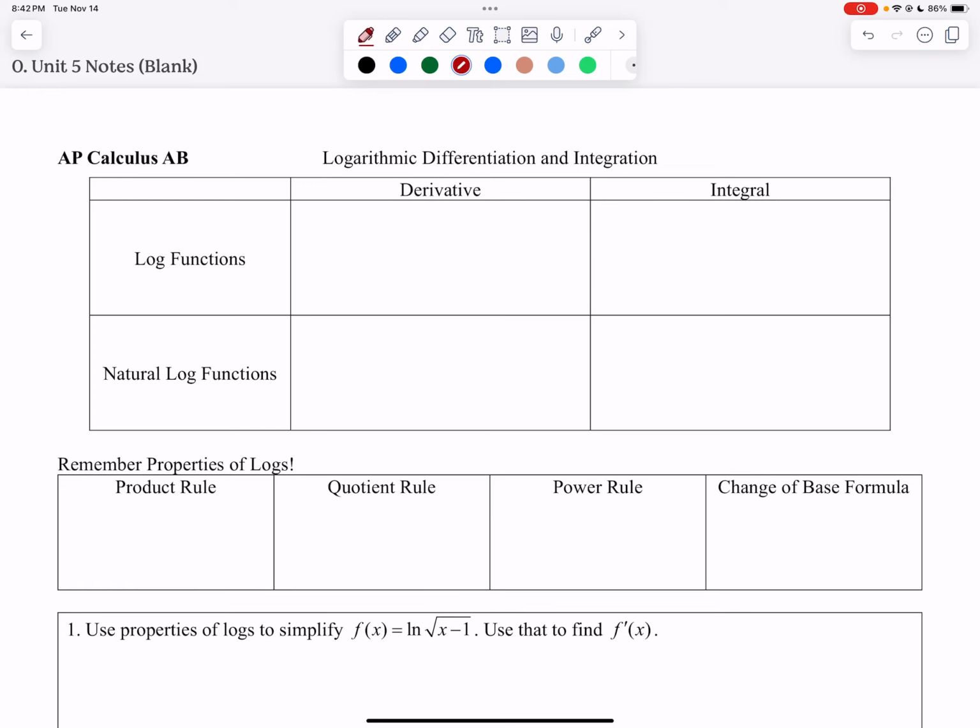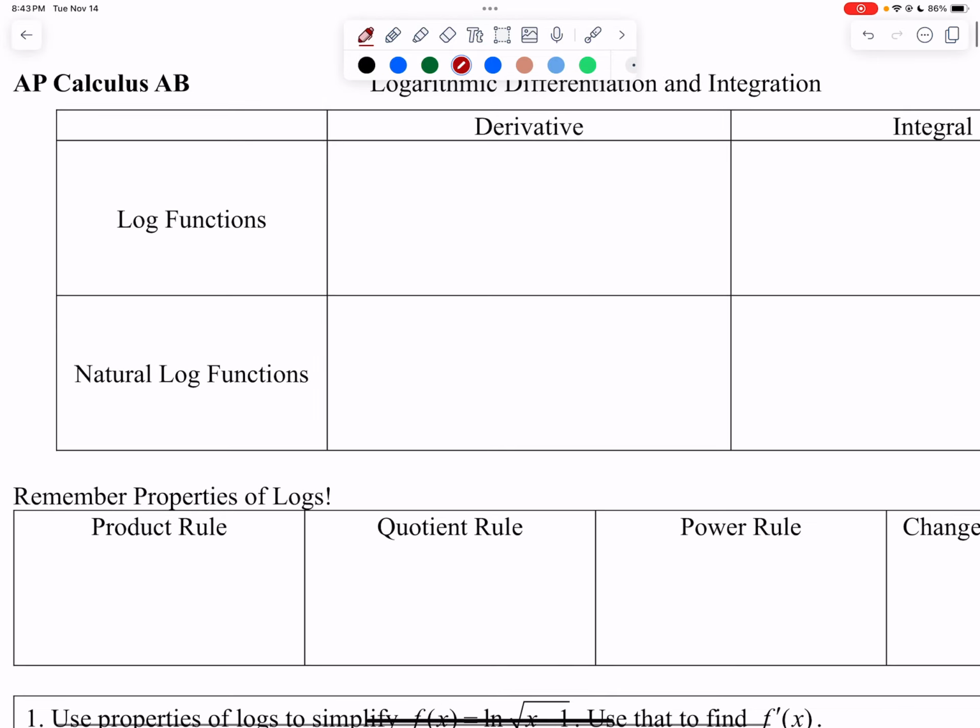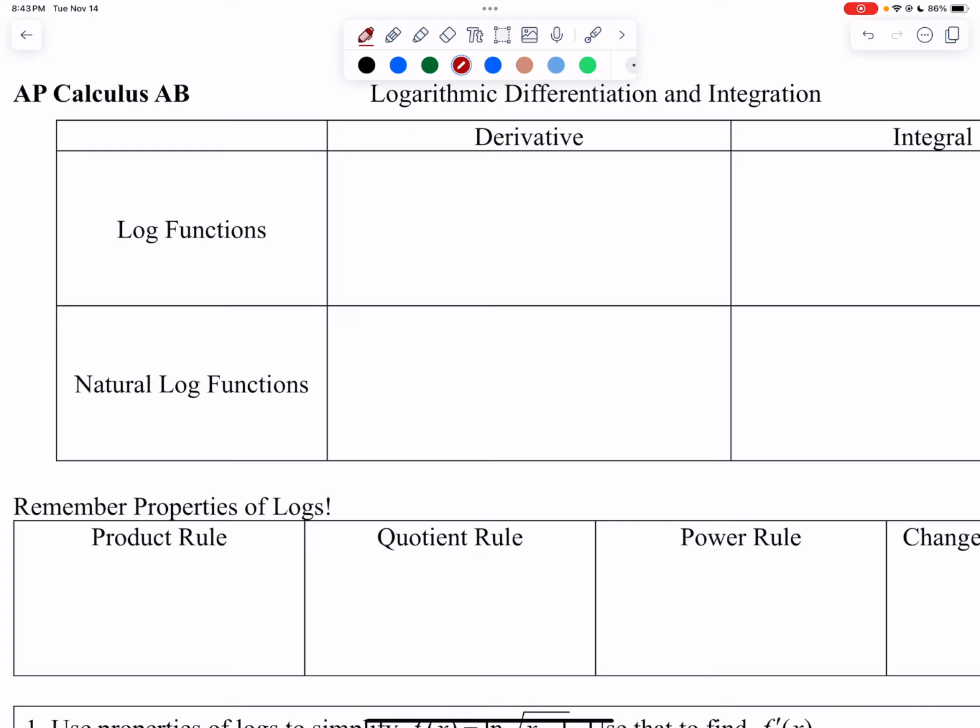Alrighty, in this video we are going to be talking about logarithmic differentiation and taking derivatives with logs. We already know how to take the derivative of ln, so that's good. And then here we're just going to take the derivatives of logs. And then on the second video, I'll talk about how to take the integral of logs and ln's. But as a review here, not that much.